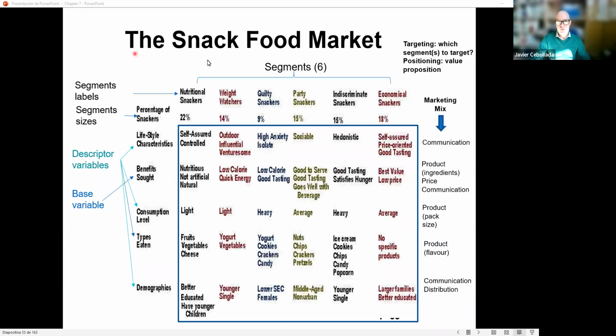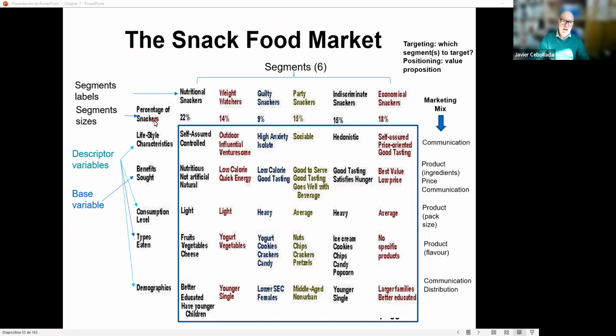Like in this case, for example, in the snack food market, the segments that might be six are defined in terms of different variables, like lifestyle characteristics, the benefits sought by consumers, the consumption level, the types of snacks eaten, and also demographics. Okay. And then we have here by columns the 1, 2, 3, 4, 5, and 6 segments, each one with a percentage that they represent out of the total market.